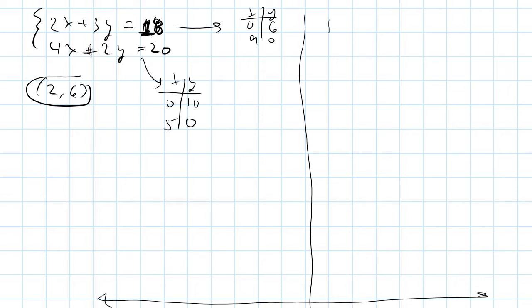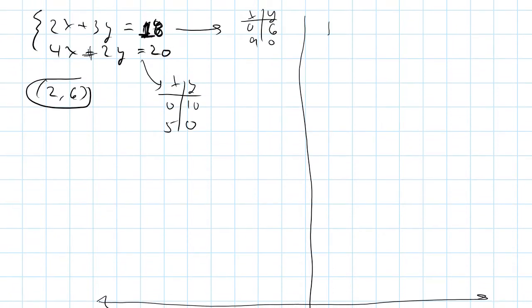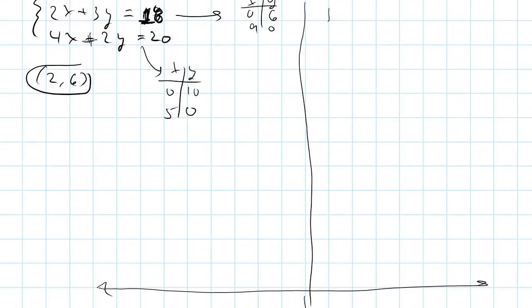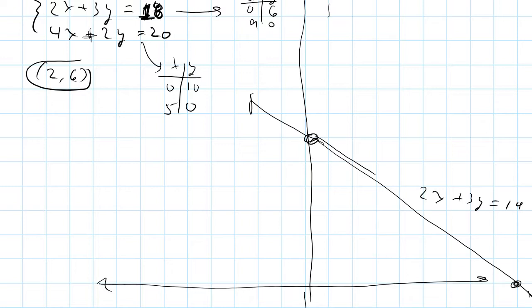This is just a portion of the coordinate grid that I need. Hopefully I have enough of it. So for the first line, 0, 6, 1, 2, 3, 4, 5, 6, and 9, 0, 1, 2, 3, 4, 5, 6, 7, 8, 9. Okay, so that is our graph of the solution set of 2x plus 3y equals 18.